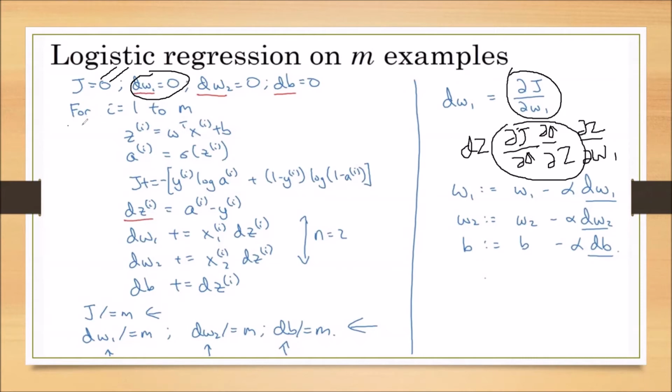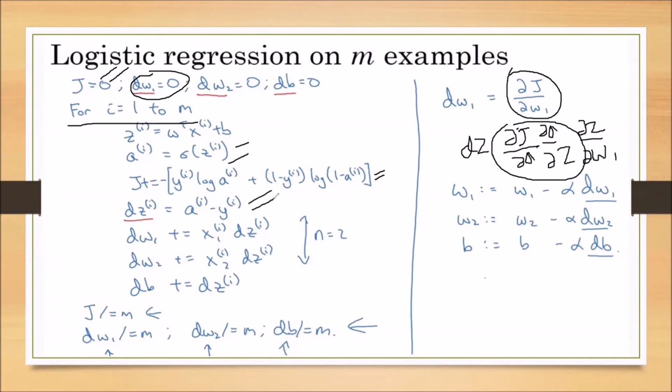Now we are taking the for loop for all training samples. We want to calculate this, so I am taking for i equal to 1 to m. Individually, first z is equal to omega transpose x plus b, so omega 1 x1 plus omega 2 x2 plus b. And we are calculating a equal to sigma of z, 1 by 1 plus e to the power minus z. Next we are updating the cost function J equal to the value minus y log a plus 1 minus y log 1 minus a.